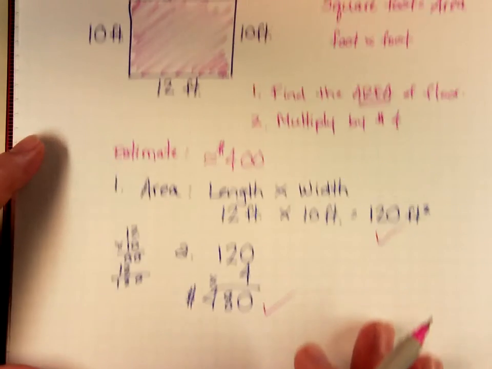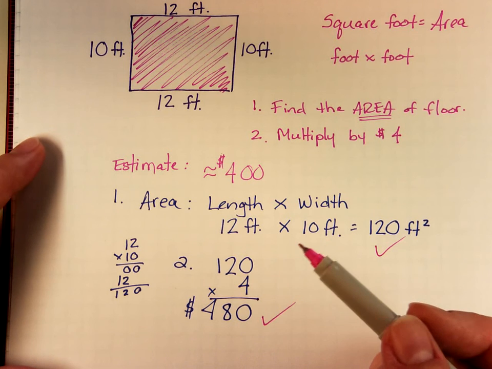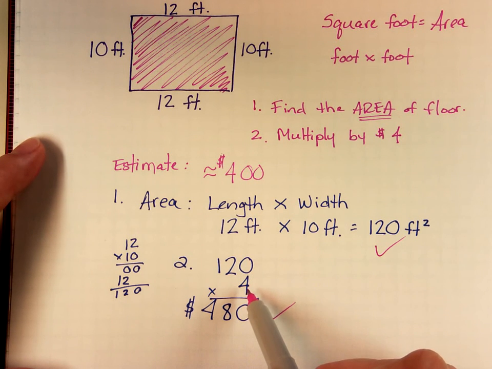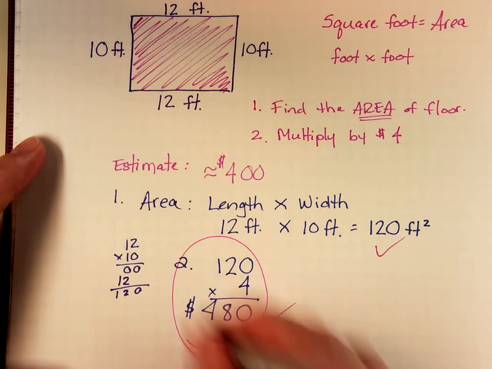And the question said, how much will she spend on carpet? We figured out the area, we multiplied it by what we might get charged, and we got $480. I think we did it right. Great job.